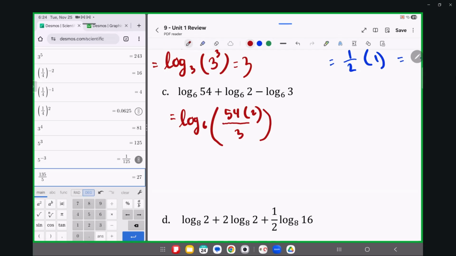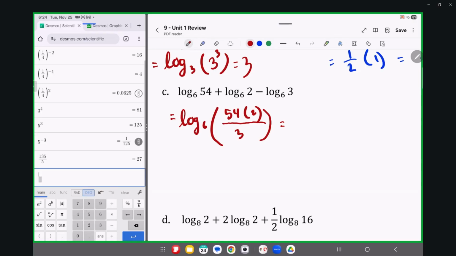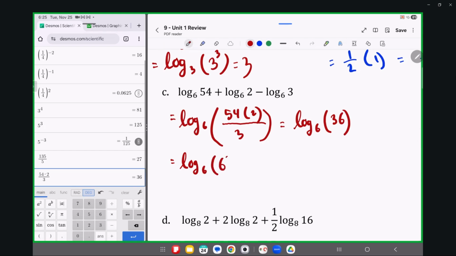So it was possible to do this all in one fell swoop. Simplifying this down, if we have 54 multiplied by 2 divided by 3, you can see we get 36. So this is equivalent to log base 6 of 36. 36 is the same thing as 6 to the power of 2. And so we get 2 as a solution. And keep in mind, we were keeping log base 6 for all of these things. And so log base 6 of 54 plus log base 6 of 2 minus log base 6 of 3 was equal to 2.